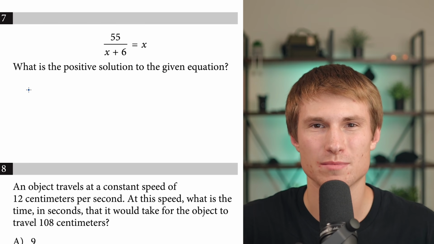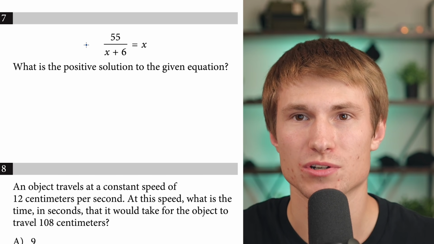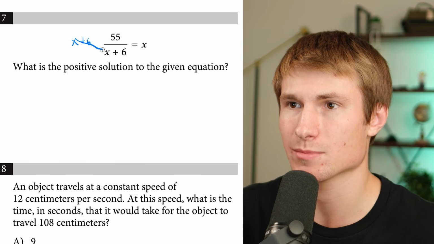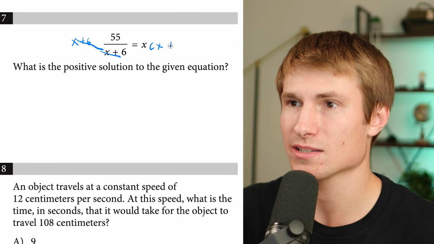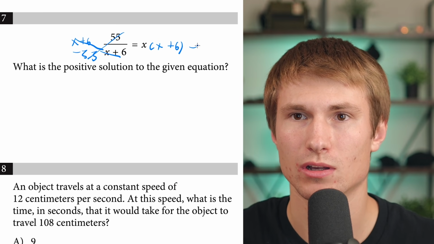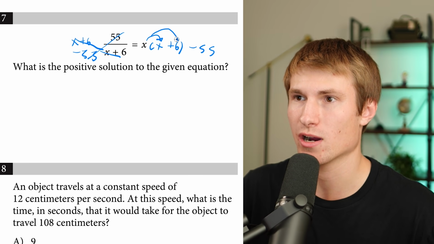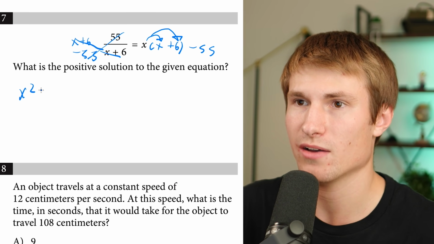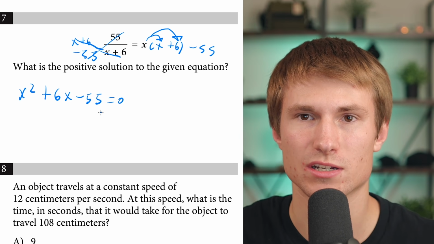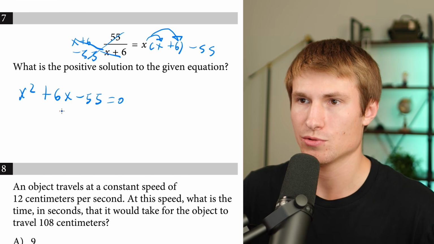Here's how to solve this SAT math question that deals with factoring. Question 7 states, what is the positive solution to the given equation? In order to solve this, we need to ultimately get it set equal to 0. So let's go ahead and do that by multiplying both sides by x plus 6. Once we do that, we have x times x plus 6. We'll also go ahead and subtract 55 from each side so we can set it equal to 0. And now we have our equation. So let's go ahead and distribute this x to this other x to get x squared and then also plus 6x. So now we have x squared plus 6x minus 55 is equal to 0. Now let's go ahead and factor. So I'm looking for factors of negative 55 that will sum to have positive 6.